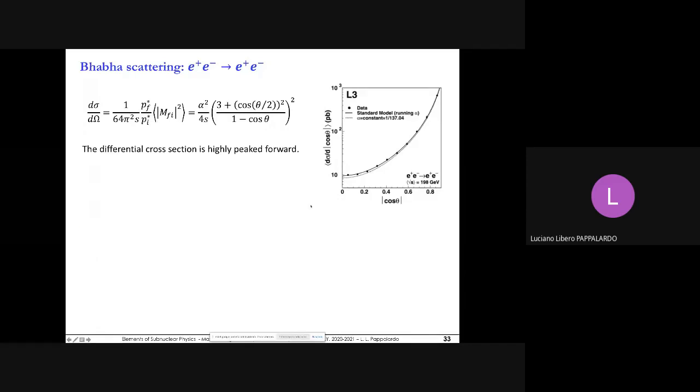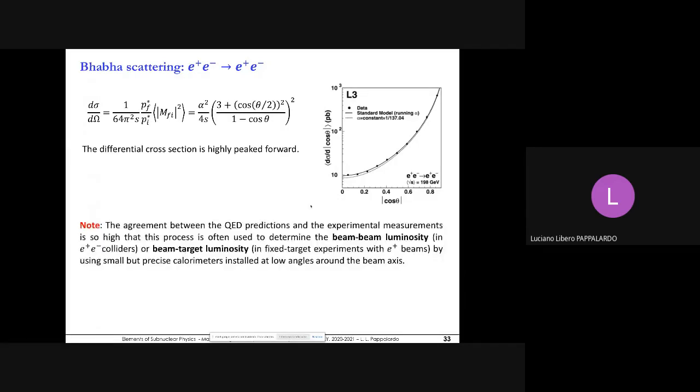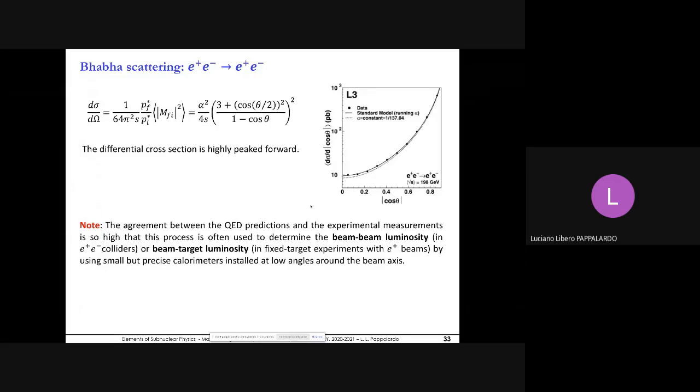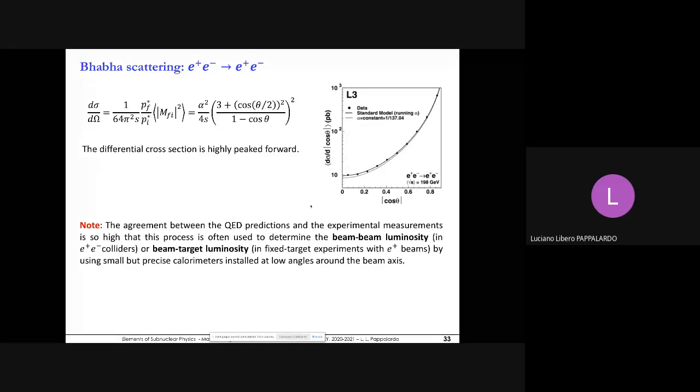Now, the agreement between the QED prediction, already at first order, we are not including higher order corrections, so also this is important to note. The agreement between the QED prediction and the experimental measurement is so high that this process is often used to determine the beam-beam luminosity in e+ e- colliders, or the beam-target luminosity in fixed target experiments.